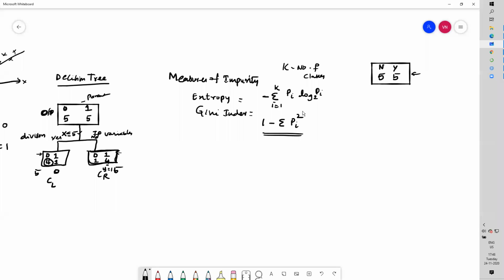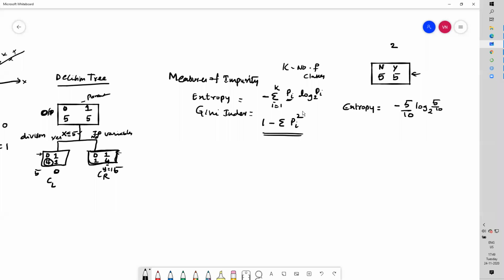What is the Gini and entropy of this node? Let's first compute the entropy of this node. So entropy is equal to, how many classes we have? 2. So that is minus 5 by 10, where pi is the probability of the ith class. So probability for the no class and probability for the S class. So that is why minus 5 by 10 log of 5 by 10 to the base 2.